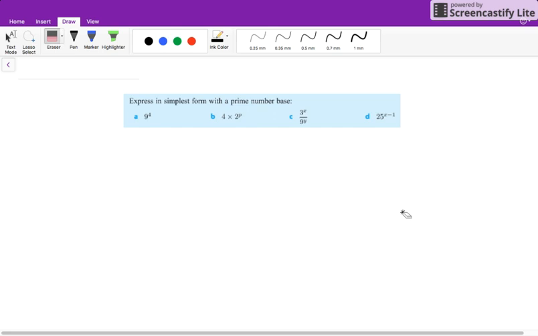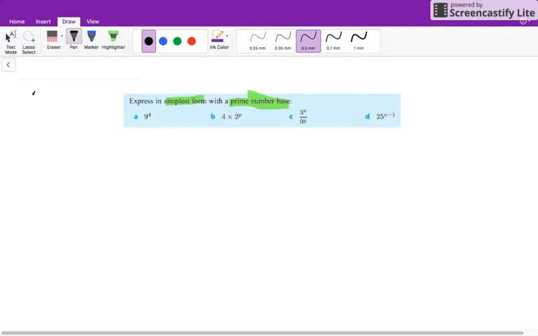All right, so there's just a few problems I want to go over with you guys. The first ones that we're going to go through, it says express in simplest form and with a prime number base. All of these problems that we have here, we don't want to leave 9, 4, and 25 because they're not prime numbers. Remember, a prime number is a number whose only two whole number factors are 1 and itself. So the only factors that are whole numbers that can go into the number are 1 and itself. And 9, 4, and 25 are not prime numbers. So we want to simplify these.